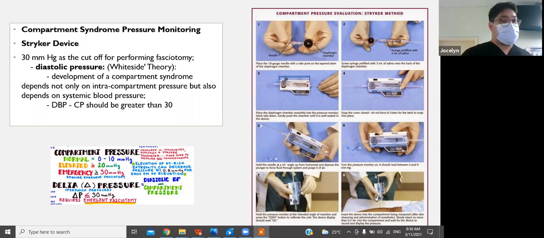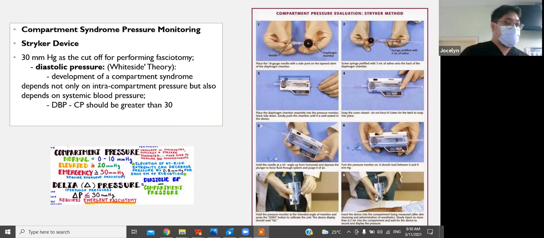So how do you measure your delta pressure? First, of course, you have to know how to use the Stryker device. Very simple. Put your needle on your syringe, and put it on the machine. Make sure your syringe has some normal saline. Close the cover and insert the needle into the compartment that you want to measure. Slightly push a bit of fluid, around 0.3, but make sure that you have turned on the pressure monitor.